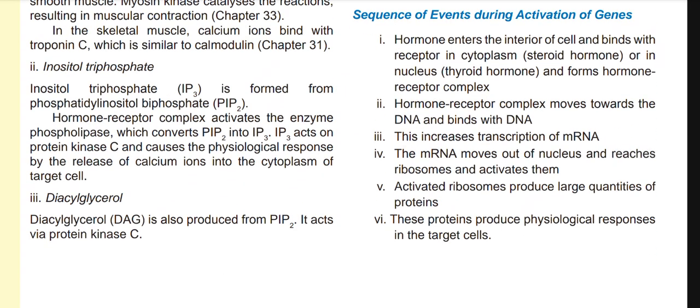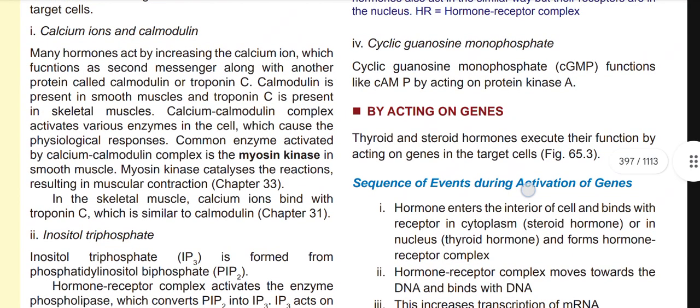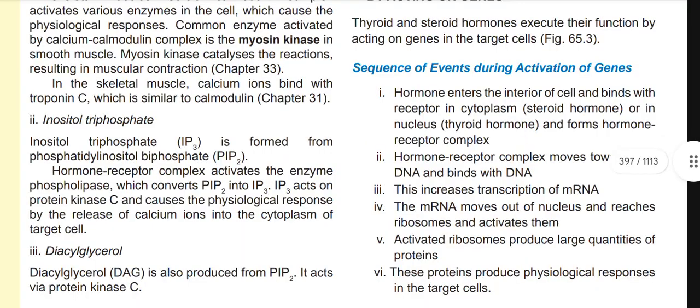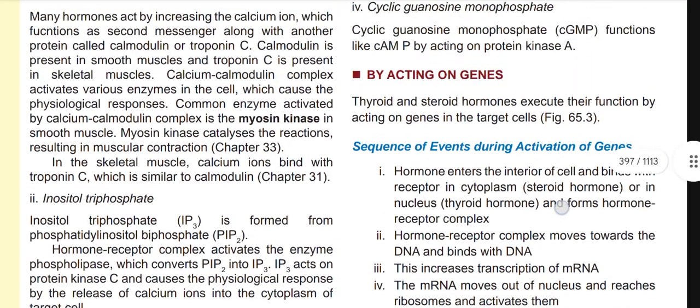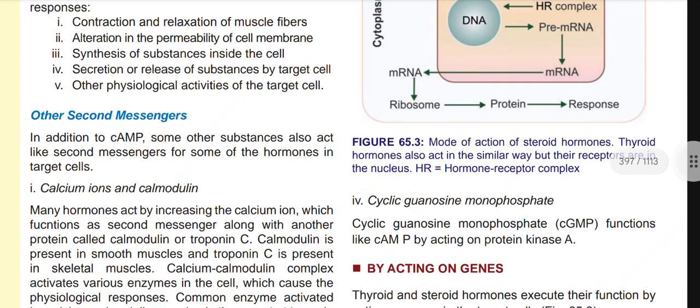Now, diacylglycerol. Diacylglycerol or DAG is also produced from PIP2. It acts via protein kinase C. So one is calcium ions and calmodulin, one is inositol triphosphate, one is diacylglycerol. And number 4, cyclic guanosine monophosphate or cGMP functions like cAMP by acting on protein kinase A.